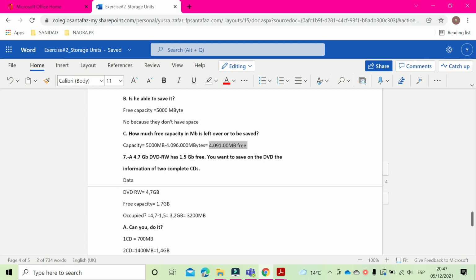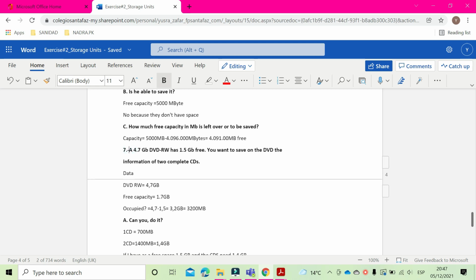And the next question is exercise 7. A 4.7 GB DVD has 1.7 GB free, and you want to save on the DVD the information of 2 complete CDs. Okay, we have the data here. The DVD is 4.7 GB, the free capacity is 1.7 GB, and the occupied space is 4.7 minus 1.7, which is equal to 3 GB. It means we have 3000 megabytes.